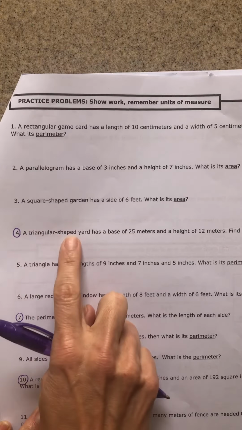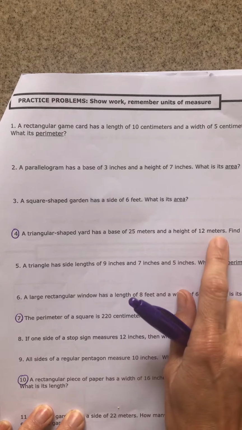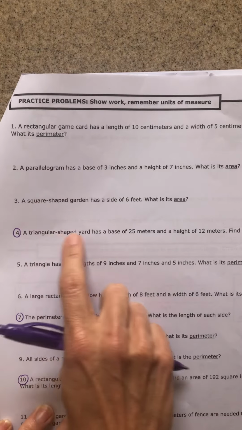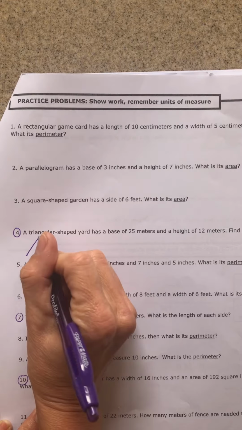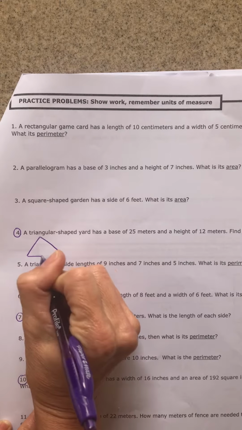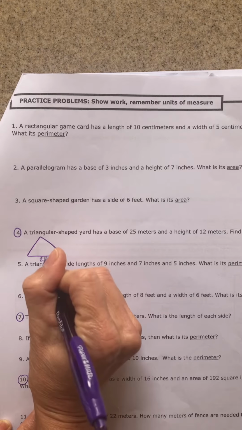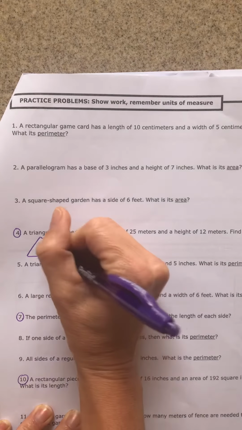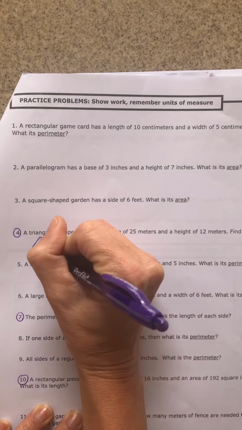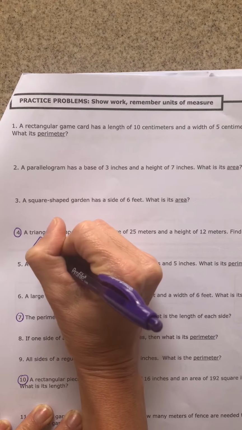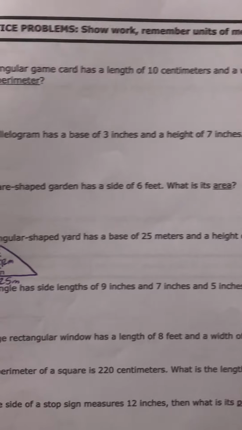A triangular shaped yard has a base of 25 meters and a height of 12 meters. Well, I'm a visual learner, so I gotta draw myself a picture. And it has a base of 25 meters and a height, straight up and down, perpendicular to that base, of 12 meters. You don't need to do that. If you're not a visual learner, you don't have to draw that picture.